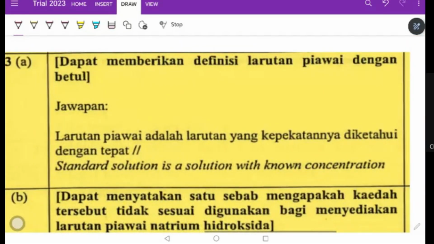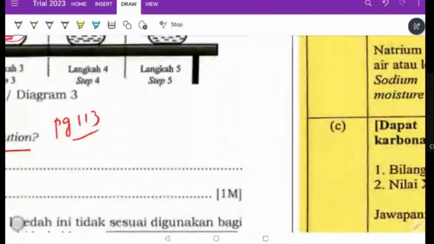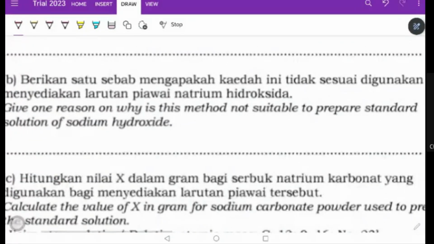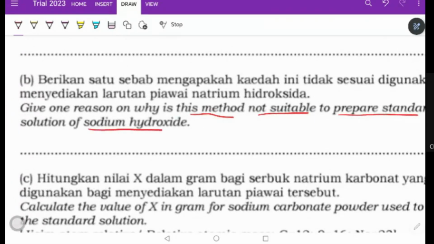So it is a solution with known concentration accurately. You refer to page 113, I think. Should be no problem.